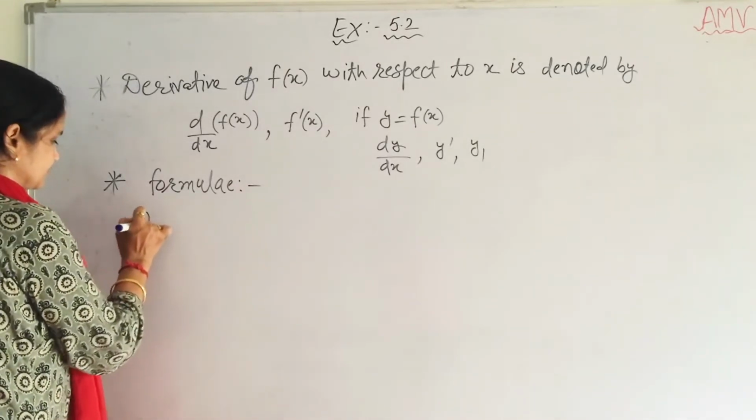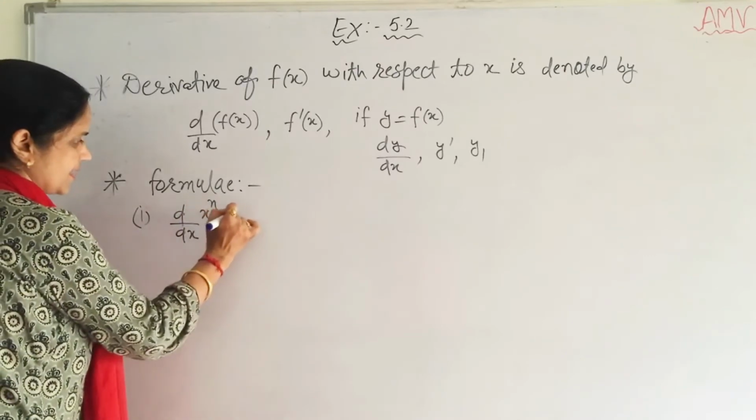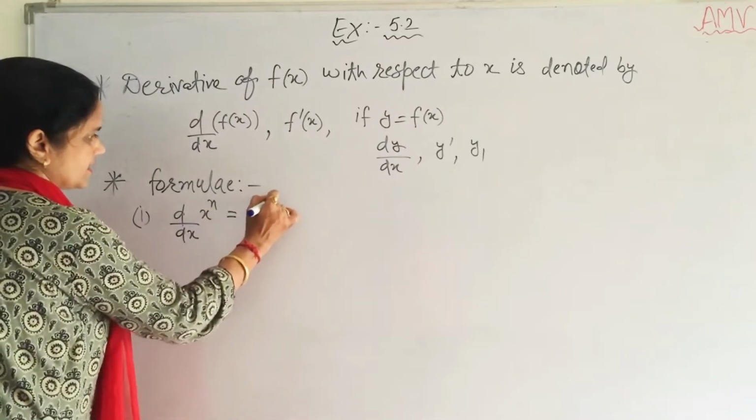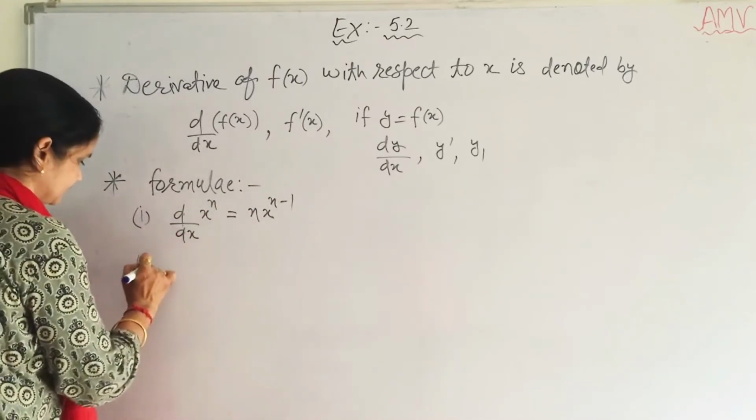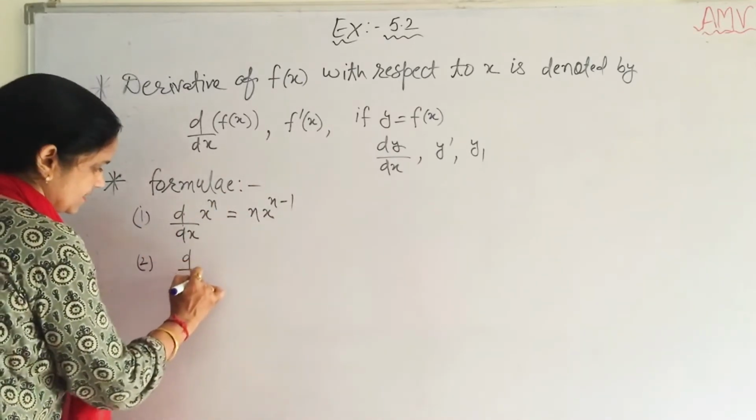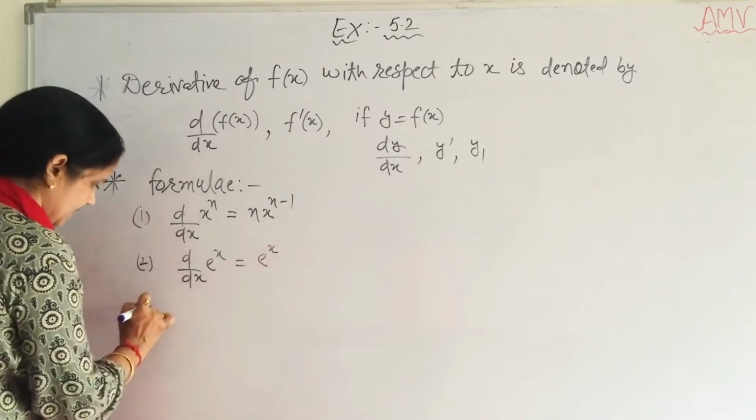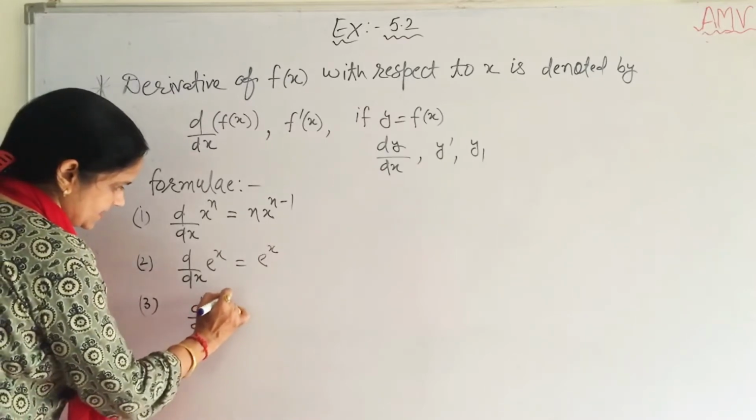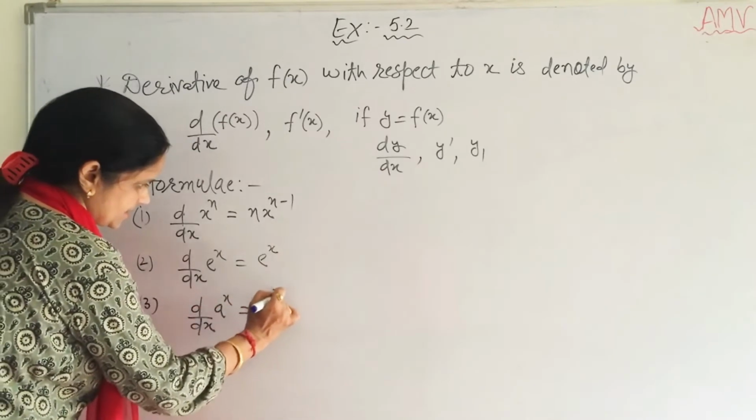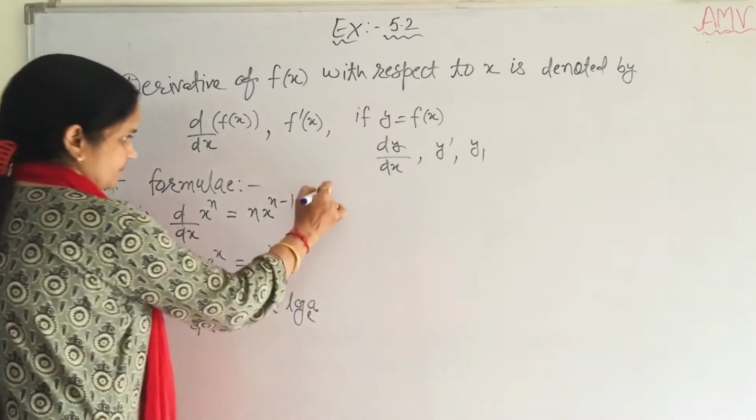First is d by dx of x raised to n. It is n x raised to n minus 1. Second, d by dx of e raised x. It is e raised x. And third, d by dx of a raised x. It is a raised x log a base e.